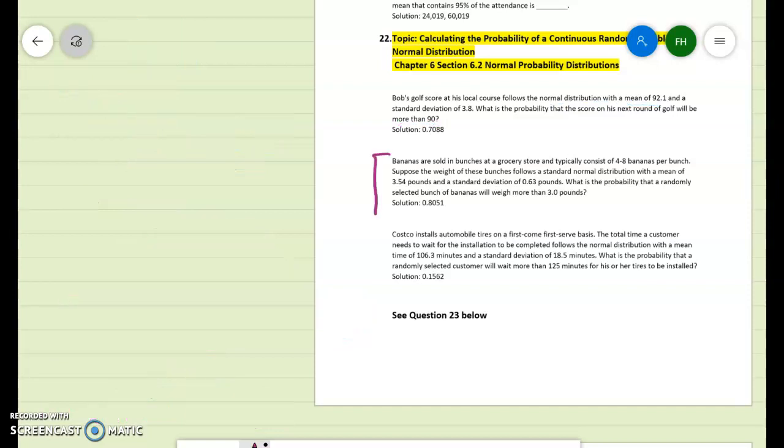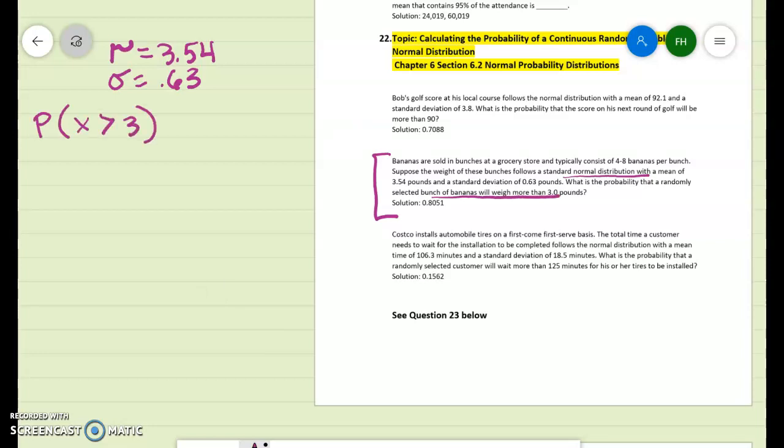Okay, on the next one, bananas are sold at a grocery store and consist of 4 to 8 bananas per bunch. Suppose the weight of these bunches follow a standard normal distribution with a mean of 3.54 pounds and a standard deviation of 0.63. What is the probability that a randomly selected bunch of bananas will weigh more than 3 pounds?